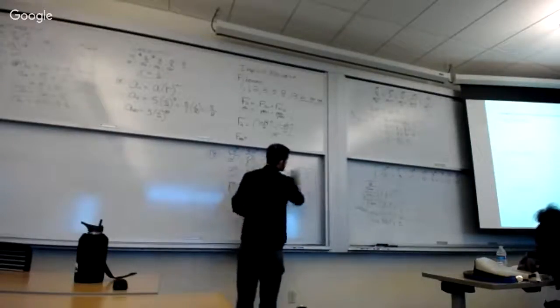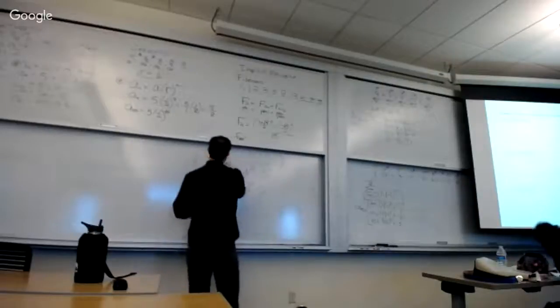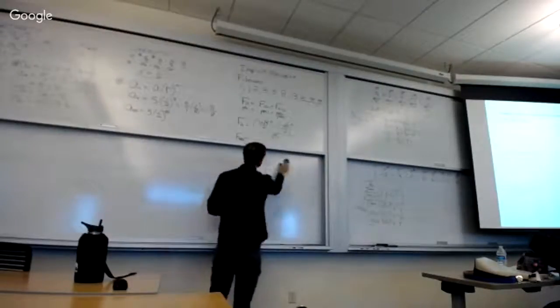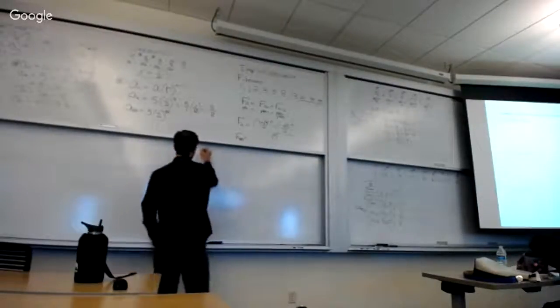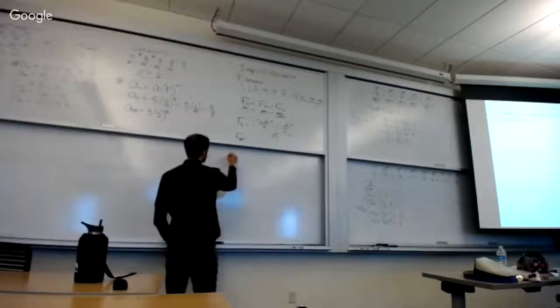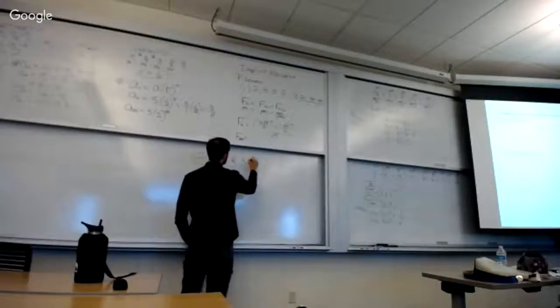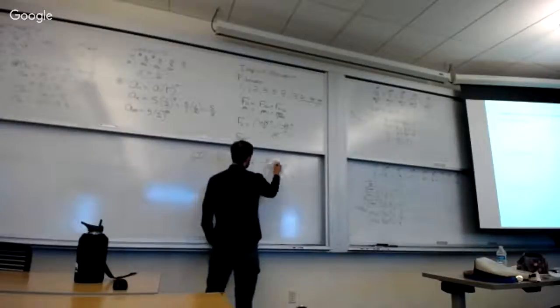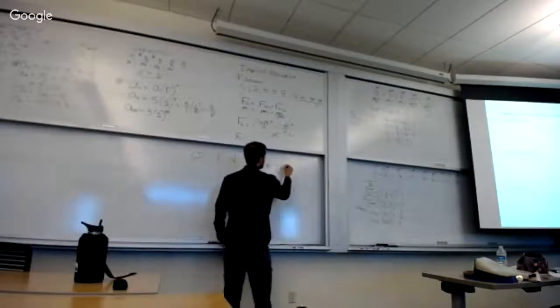Okay, let's go straight to the next one that's alternating signs. Let's look at the pattern on number 7. In number 7, it goes +1 minus a 4th plus a 9th minus a 16th plus a 25th minus a 36th.